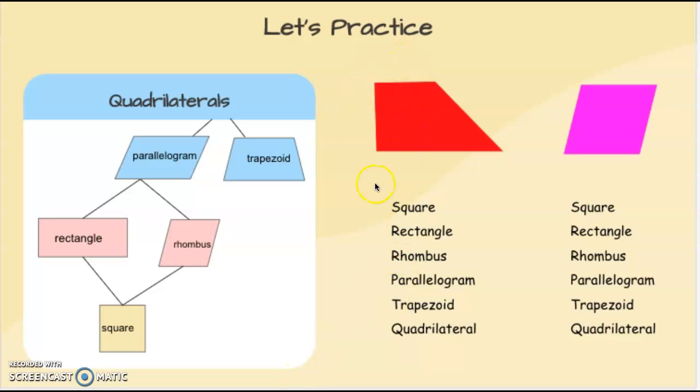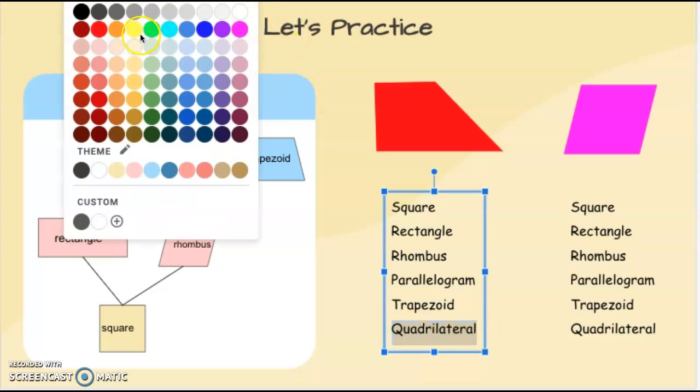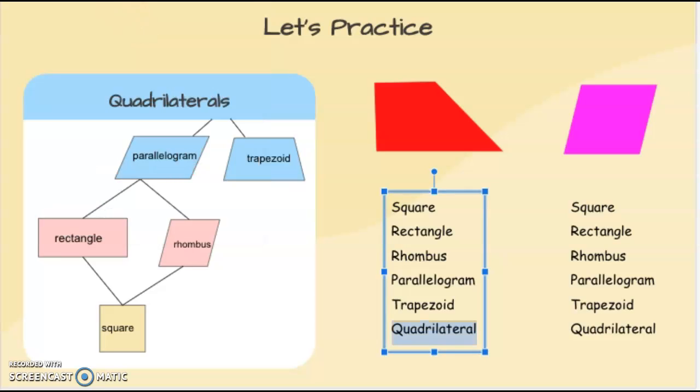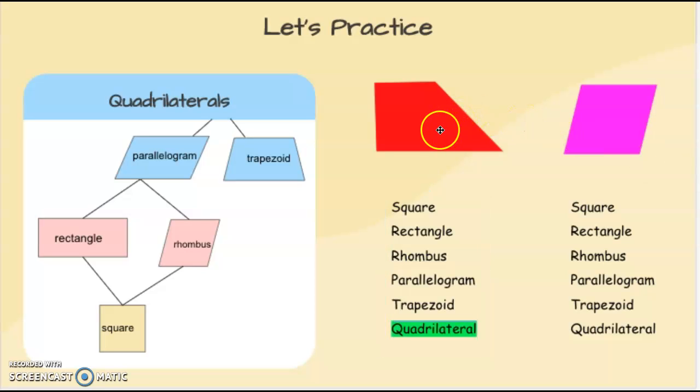So here, we have a shape. Remember, we can only go up the tree, not down the tree. So let's start at the bottom. Let's see if it's a quadrilateral. Well, a quadrilateral has four sides. 1, 2, 3, 4. So we know already that this shape has to be a quadrilateral. Let's highlight that. In your case, you'd probably circle it. Sorry, I hit the wrong thing. Okay, let's make it green so you can see it better. Okay, so we know that this shape has to be a quadrilateral because it has four sides.